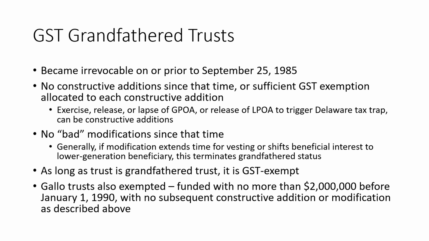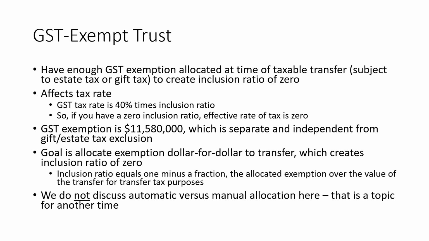Now, there's a special carve-out from the Gallo wine family for certain types of trusts known as Gallo trusts as well, which are also exempted. Now, if those had been funded with no more than $2 million prior to January 1 of 1990, and if they are created for the sole benefit of one grandchild, now, that's a point that's not in the slide here. I want to drive that home again. For the benefit of one grandchild, then that Gallo trust is also exempted so long as it doesn't go through one of those other bad modifications I talked about, like a constructive addition without GST allocation of exemption, or a bad modification that extends the time for vesting or shifts an interest to a lower generation beneficiary.